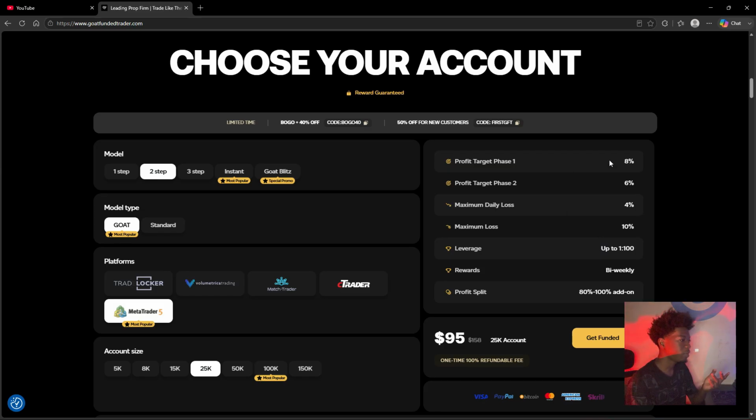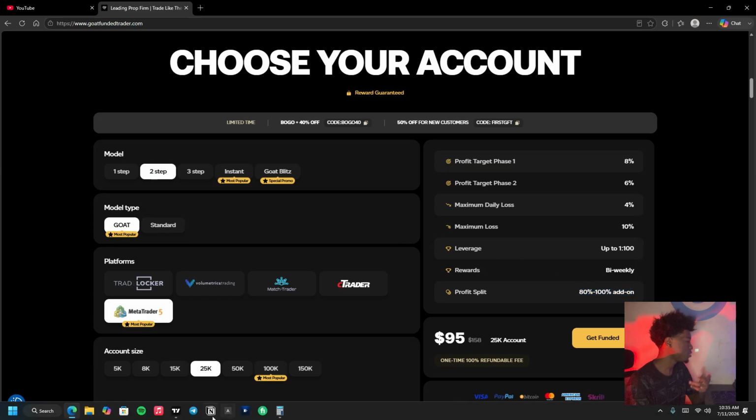So on phase one, we have 8% profit target. On phase two, we have 6% profit target. Maximum daily loss is 4%, and maximum loss is about 10%. Beautiful. And the leverage is 1 to 100. The rewards come in bi-weekly. The profit split is about 80% to 100%, depending on your add-on. And the minimum trading days is about 3. So yeah, these guys are great.